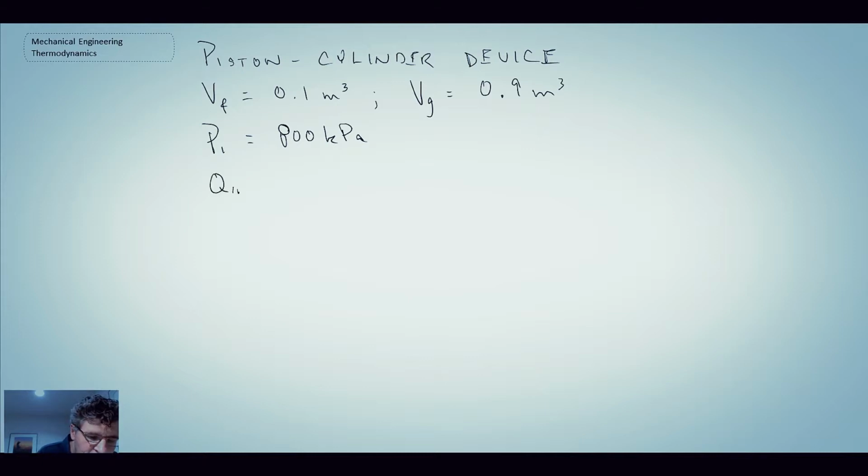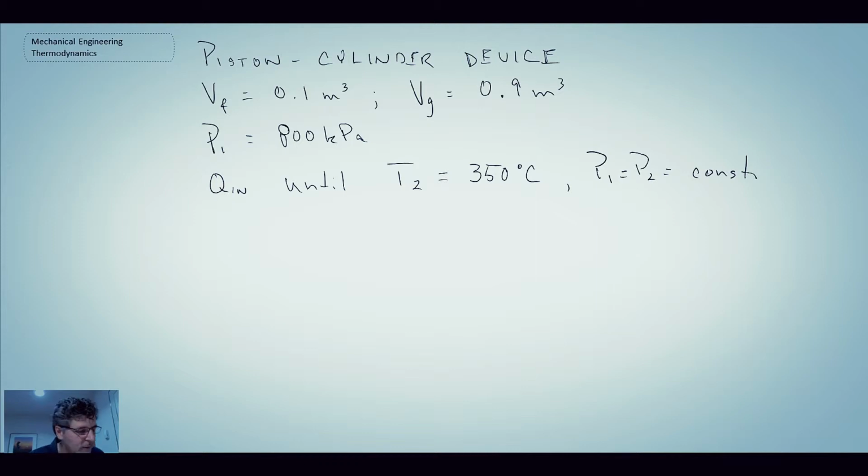And we also know that we have some process. We go from state 1 to state 2, and that consists of heat transfer until we get to state 2, where we know the temperature. We're told it is 350 degrees C, and P1 equals P2 equals a constant in this process. So it's a constant pressure process. So what we need to do is find the four variables, being initial temperature, total mass, final volume, and showing the process on a PV diagram.